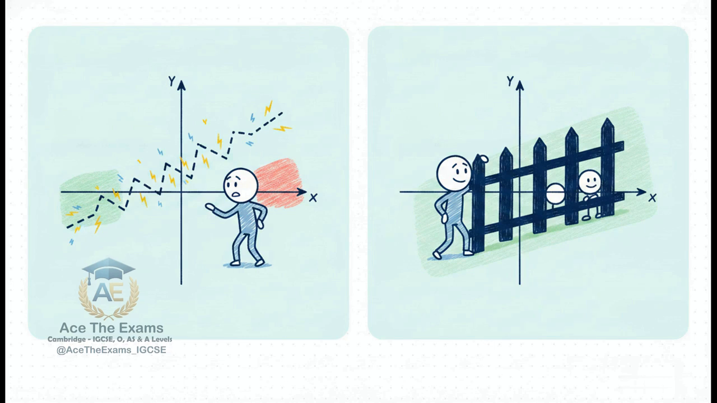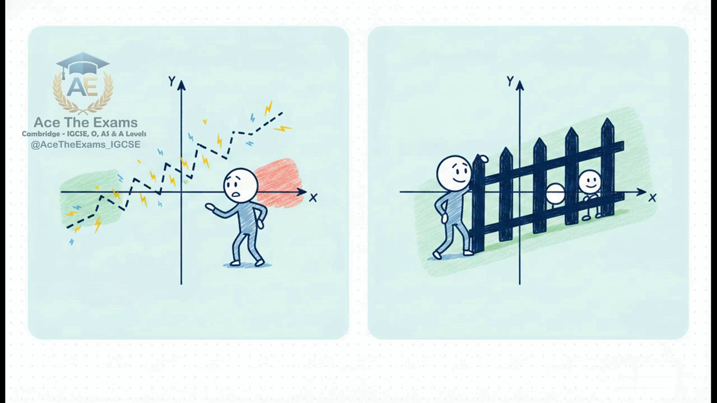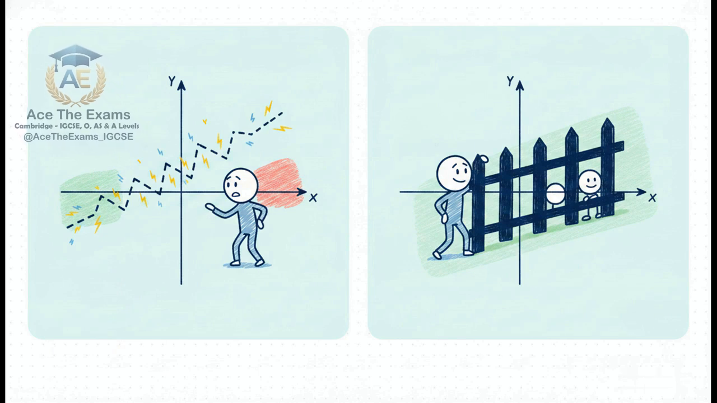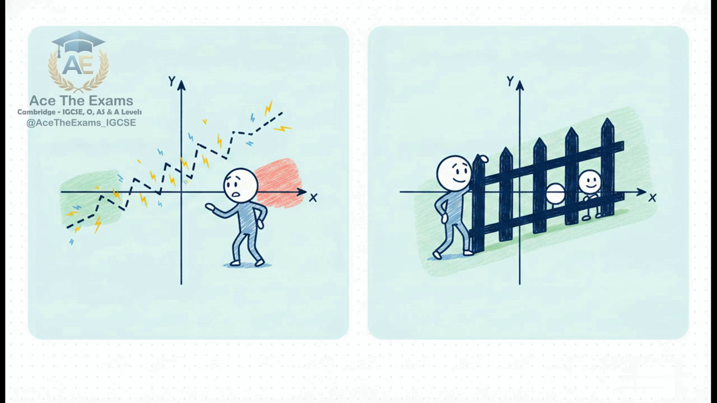Now, there is a crucial visual rule you absolutely must follow when drawing these fences. If your inequality is strict, meaning it uses a less than or greater than symbol without that little line underneath, you must draw your boundary as a broken or dashed line. Think of a dashed line like an invisible electric fence. You can get incredibly close to it, but you cannot touch the line itself. The line is not part of the solution.